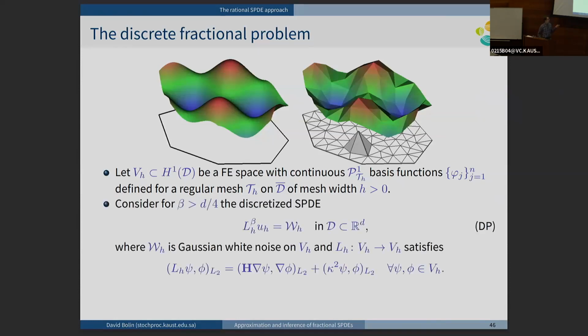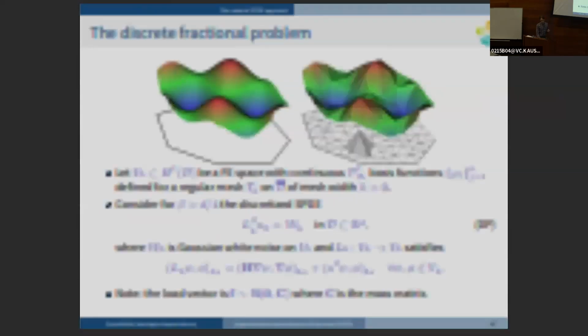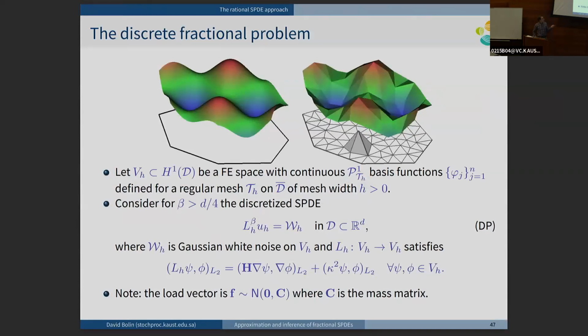And based on that, you can then discretize the SPDE in a standard way, as you would for any elliptic PDE. So then you would arrive at this discretized equation, where importantly, if you want to sample this, you have to sample the load vector, which, so W_h here, that is Gaussian white noise in our finite dimensional space V_h. And an important note here is that this has a known distribution. So the load vector you have to sample is just a multivariate normal, where the covariance matrix is equal to the mass matrix of the finite element basis.